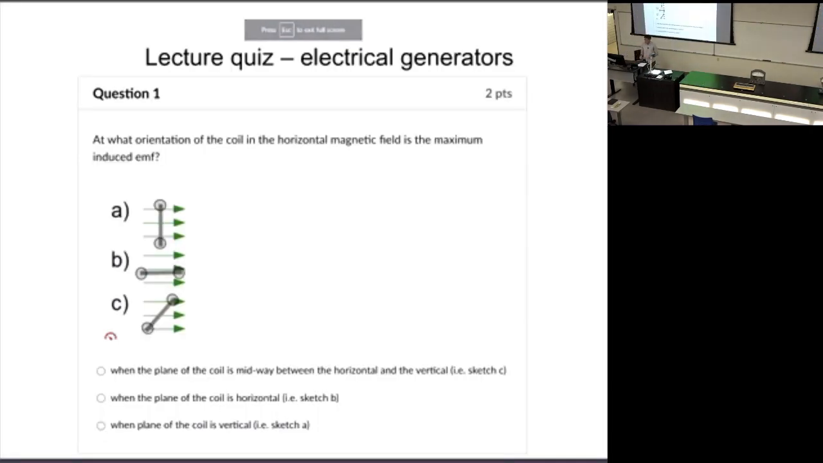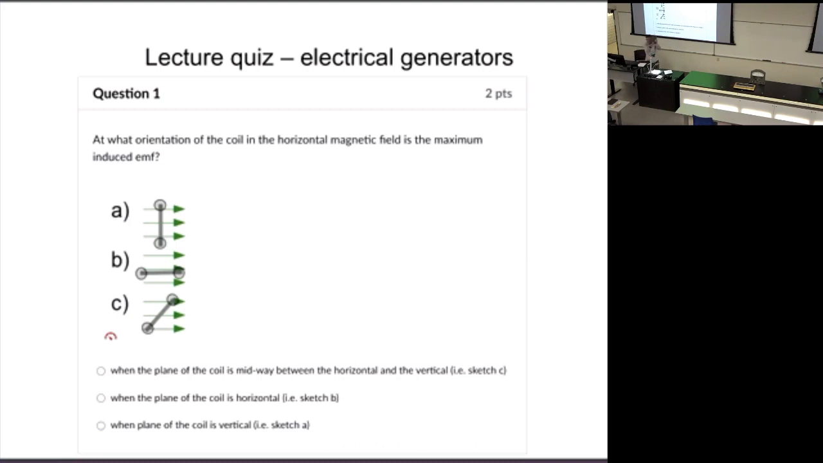So in this question, you're shown three geometries of a coil in a horizontal magnetic field. The green arrows are the field. So in one geometry, A, the coil is standing vertically.